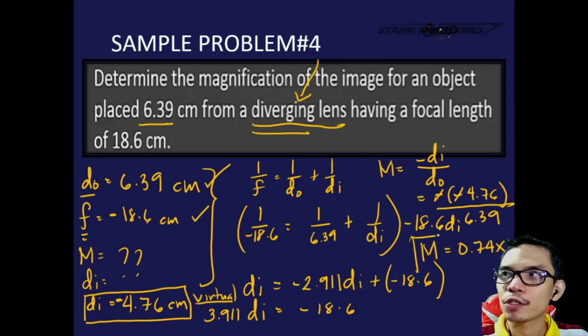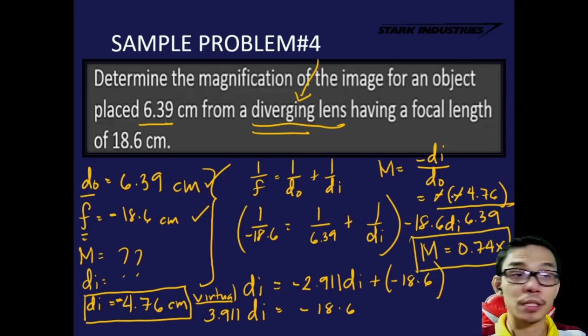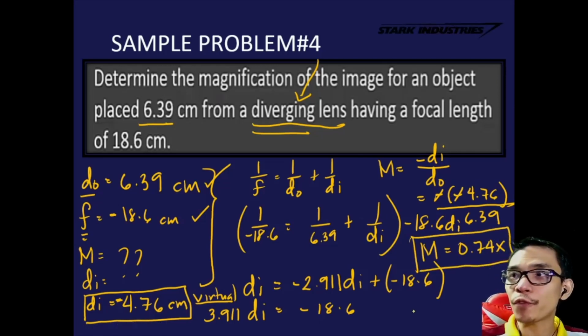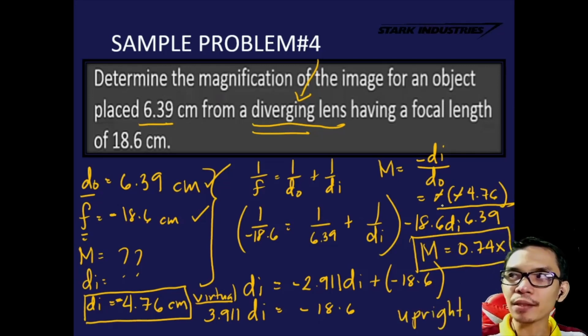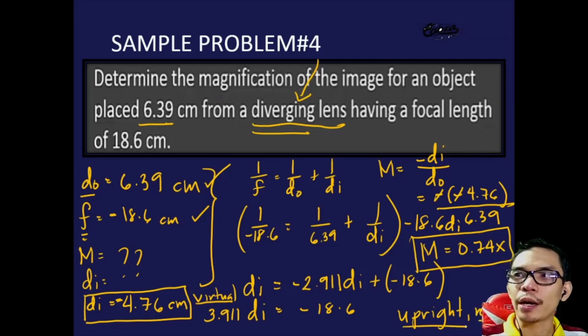So the answer is 0.74x. So what does the magnification mean? It is positive, so therefore it is upright. Upright, then 0.74 reduced. So virtual, upright, and reduced.